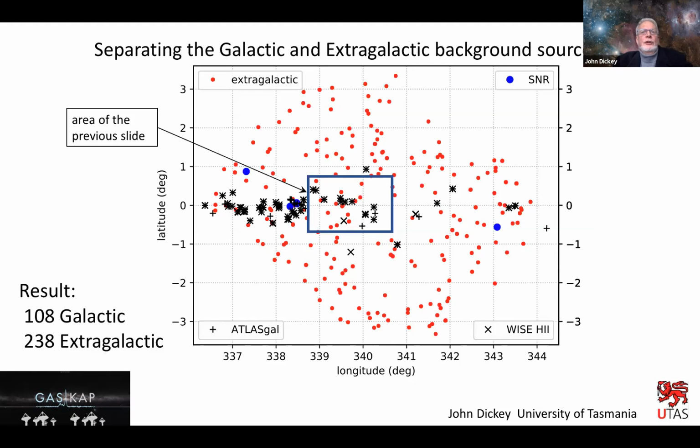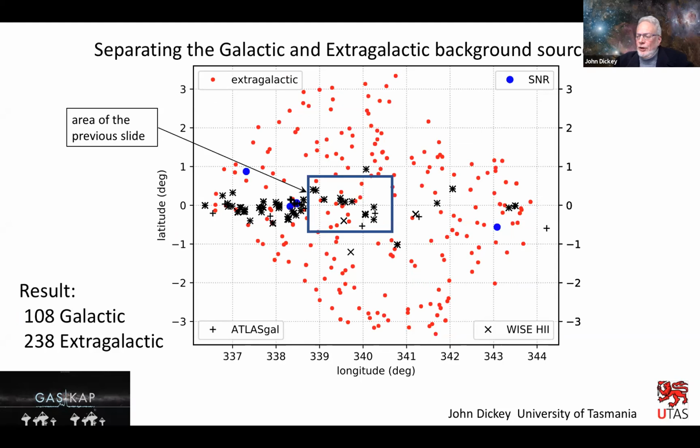Now, the area that I just showed, that rectangle, is small compared to the footprint of the PAF field on the sky. Here's longitude across the bottom, latitude going up and down. We're going from about 336 to about 345 in longitude. And, oh yeah, before I leave that slide, let me say it's very important to separate the extragalactic and the galactic continuum sources.